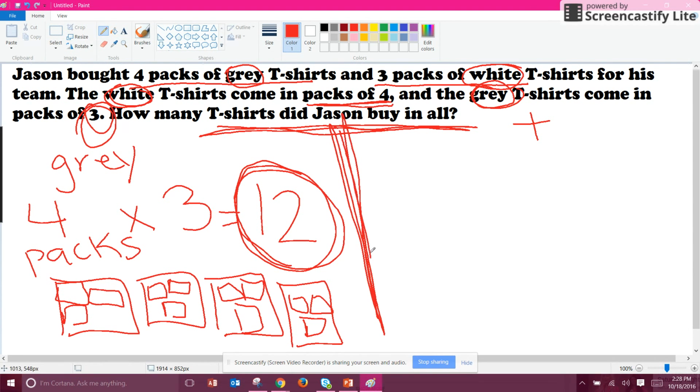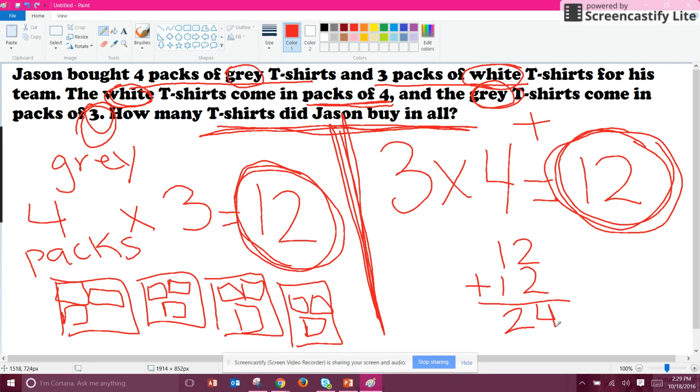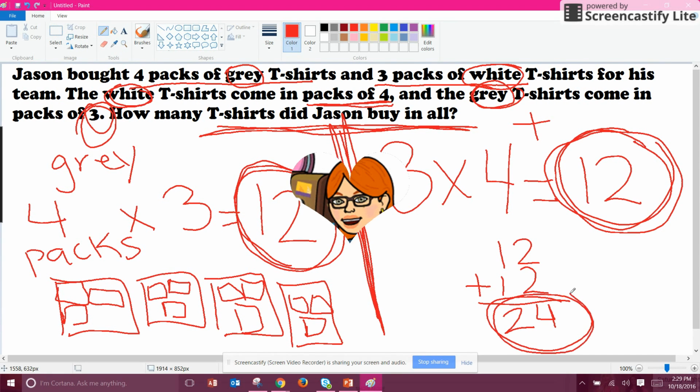No, we still also have to figure out the white t-shirts. He bought 3 packs of white t-shirts times, how many come in a pack? T-shirts come in a pack of 4. 4 inside a pack. Hey, wait a second. 3 times 4, 4 times 3. I think I already know the answer. 12 inside the white pack. So are we done? 12 white, 12 gray? No, man, you gotta add those two together to find out the total amount of shirts he bought in all. 12 and 12 is 24. 24 in all.